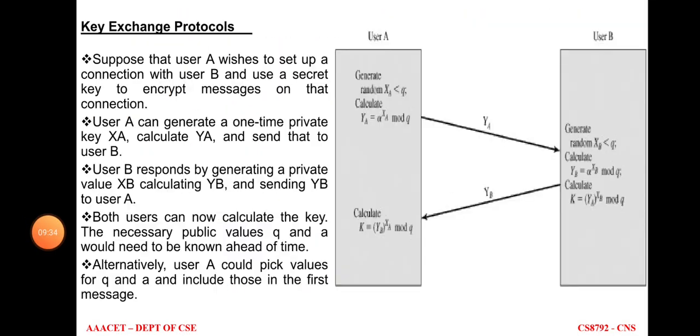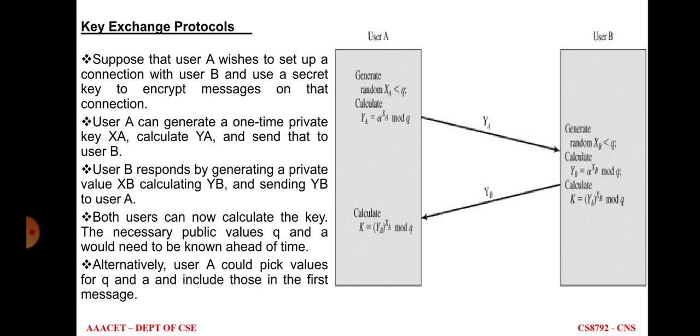You can see that the first box is user A and the second one is user B. Initially user A generates the random number XA, which should be less than Q, and calculates YA by using XA. That YA value is passed to user B; the arrow indicates the YA value. Simultaneously, user B generates the random number XB, which should be less than Q, and calculates YB by using it. User B sends the YB value to user A.